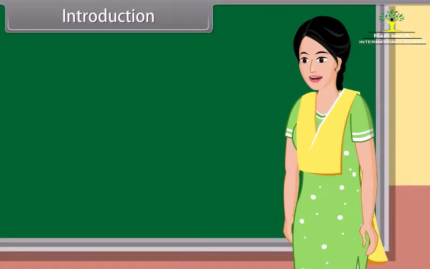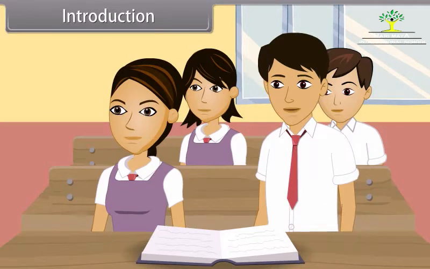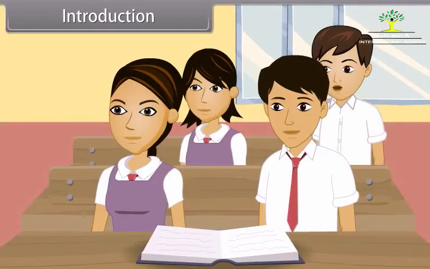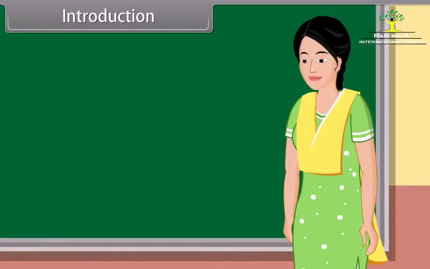Today we learn chemical reactions of haloalkanes and haloarenes and polyhalogen compounds. Ma'am, what are the chemical reactions? A chemical reaction is a chemical change which forms new substances. And what are polyhalogen compounds, ma'am? Polyhalogen compounds are the carbon compounds that contain more than one halogen atom.